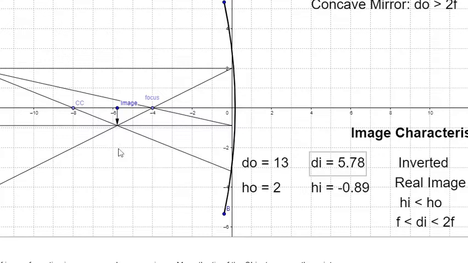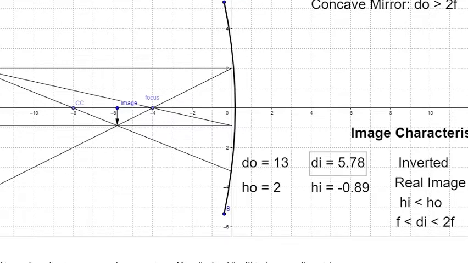Now, it's a real image for 2 reasons. Number one, it's a real image because it's upside down. All upside down images are real. All real images are upside down. But the true definition of a real image is this. It is the point where 2 reflected light rays intersect. That is where you get a real image, the point where 2 reflected light rays intersect.